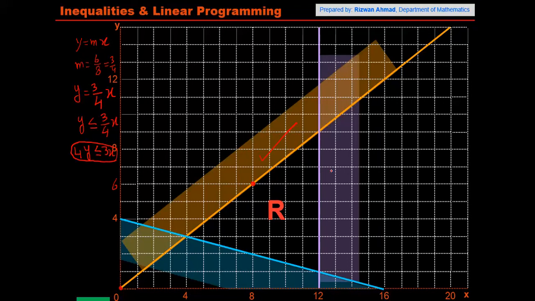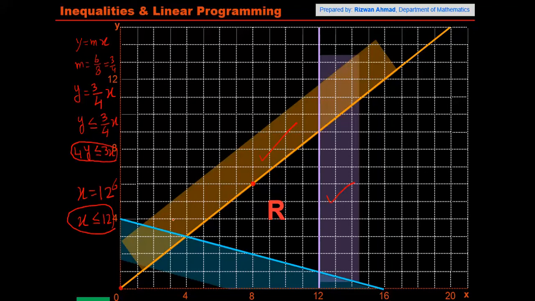Now see the other one. This is easy. It's a vertical line passing through 12. So its equation is x is equal to 12. So the region is on the left side of this. So it means we'll put less than symbol. So x is less than or equal to 12. So this is the second inequality, which is this one.